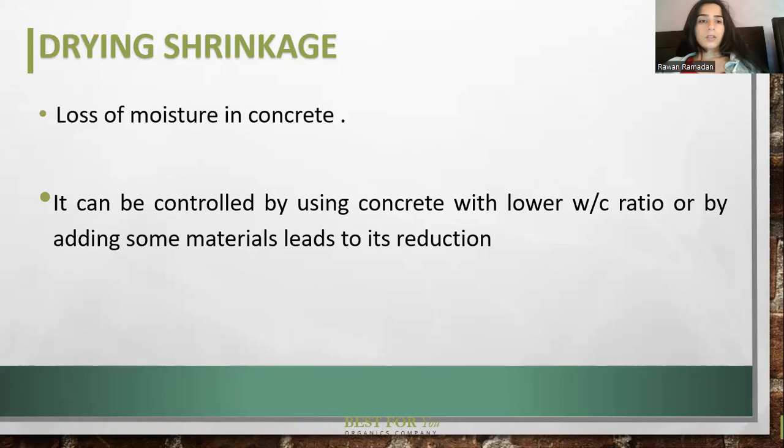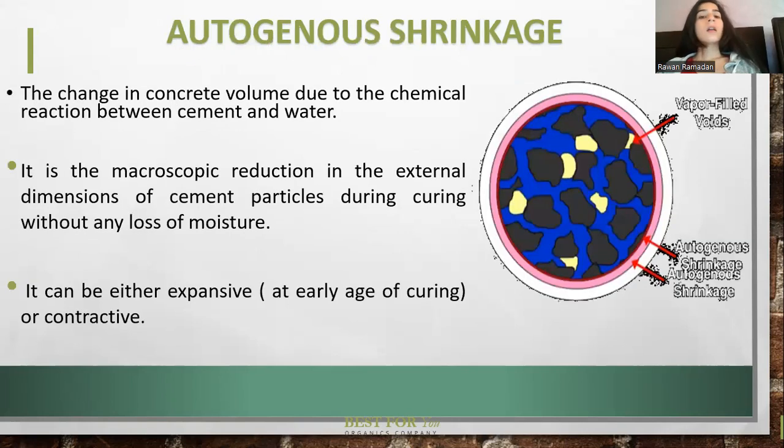What is drying shrinkage? Drying shrinkage is the loss of moisture in concrete. It is controlled by using concrete with lower water-cement ratio or by adding some materials that lead to its reduction. What is autogenous shrinkage? Autogenous shrinkage is the change in concrete volume due to the chemical reaction between cement and water. It is actually the microscopic reduction in the external dimensions of cement particles during curing without any loss of moisture. It can be either expansive or contracted.